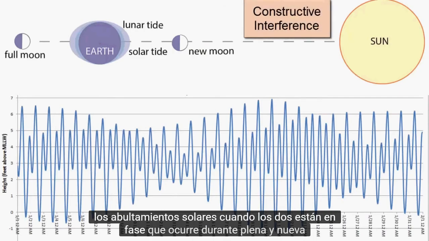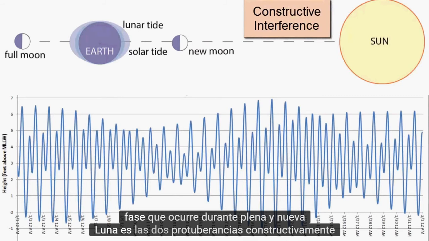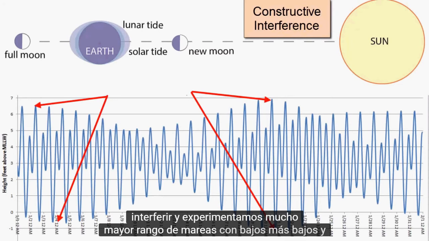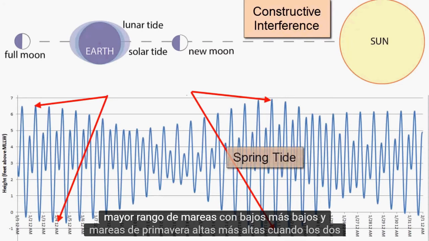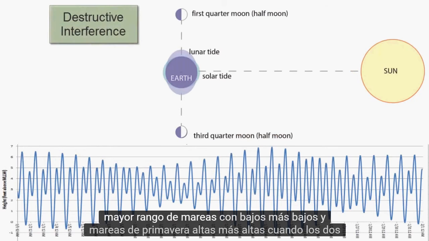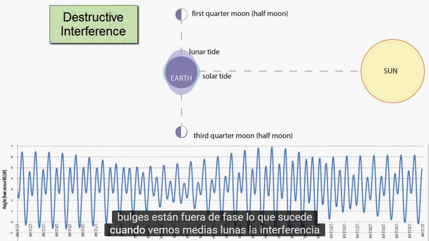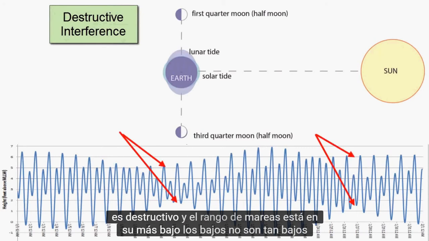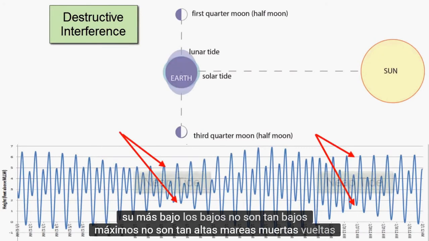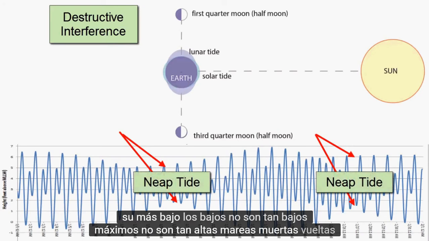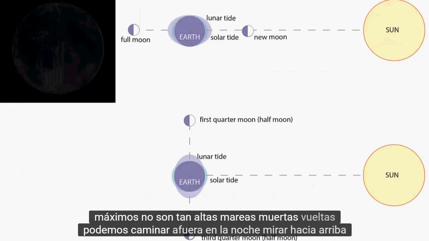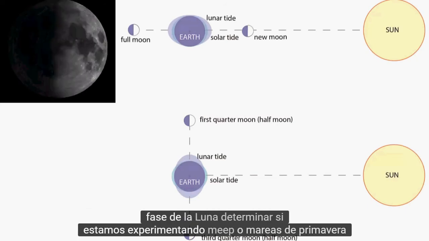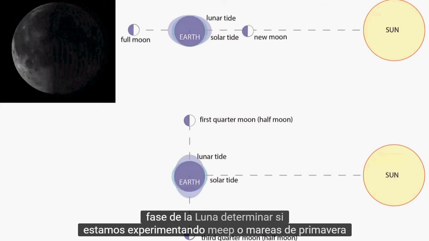When the two are in phase, which happens during full and new moons, the two bulges constructively interfere, and we experience a much greater tidal range, with lower lows and higher highs: spring tides. When the two bulges are out of phase, which happens when we see half moons, the interference is destructive, and the tidal range is at its lowest. The lows aren't so low, the highs aren't so high: neap tides. Turns out we can walk outside at night, look up into the night sky, and based on the phase of the Moon, determine whether we're experiencing neap or spring tides.